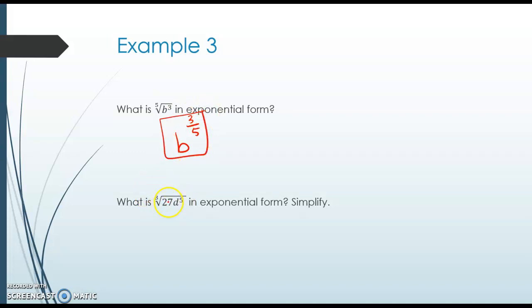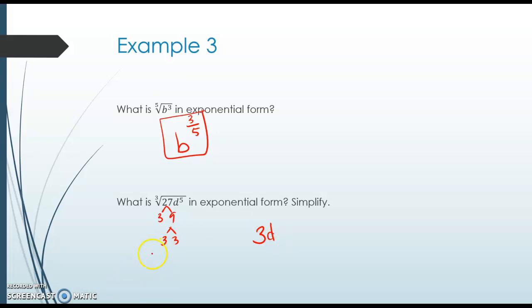What is the cube root of 27d to the fifth in exponential form? Now, the first thing you should do is make sure that you cannot simplify the cube root of 27. So from here, 27 is 3 times 9, or 3 times 3. So the cube root of 27 is 3. So we're going to make this 3. And then my d, I'm not going to simplify at all.